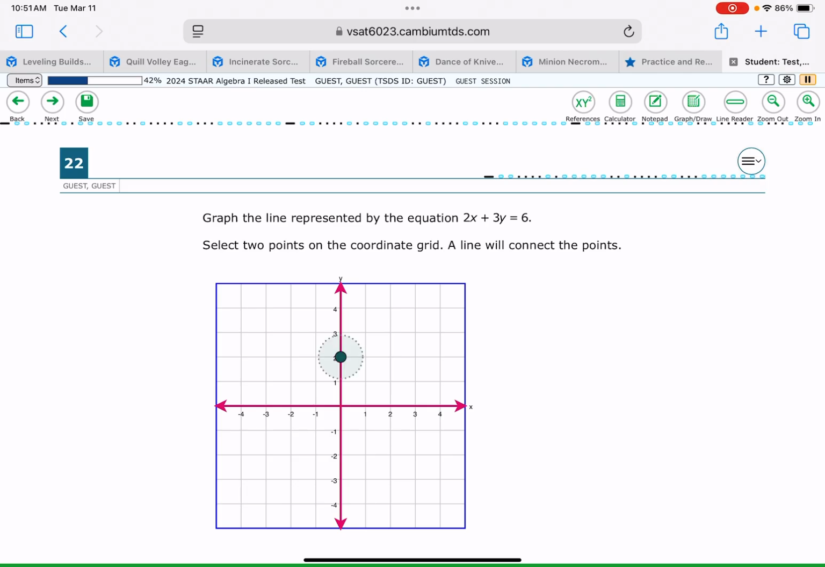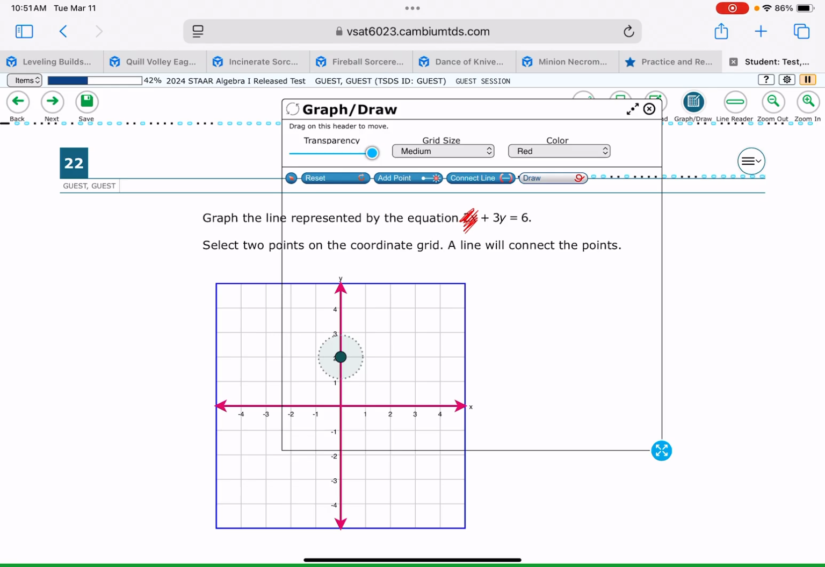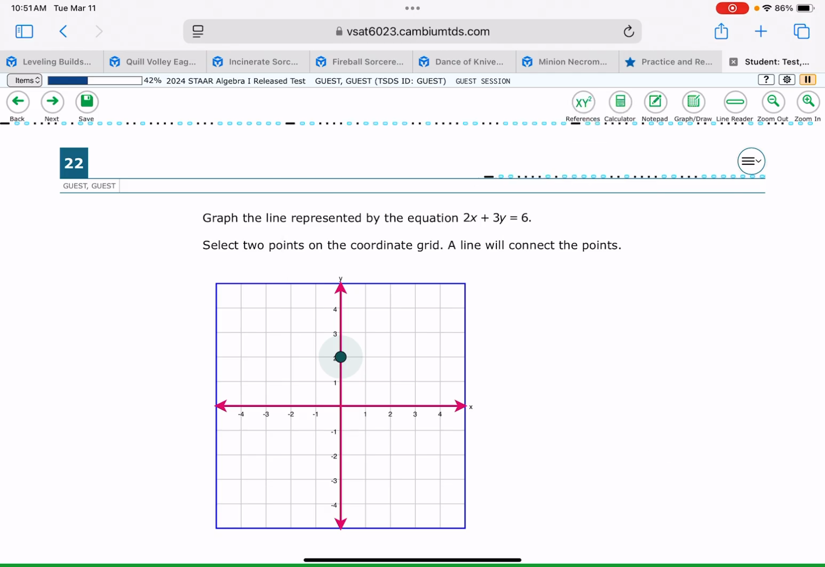Now I need to do the x-intercept. So that means the y value is covered up. So that's going to be 6 divided by 2, which is now 3. So then I have an x-intercept of 0, 3. That's all you got to do on that question. And we are done.